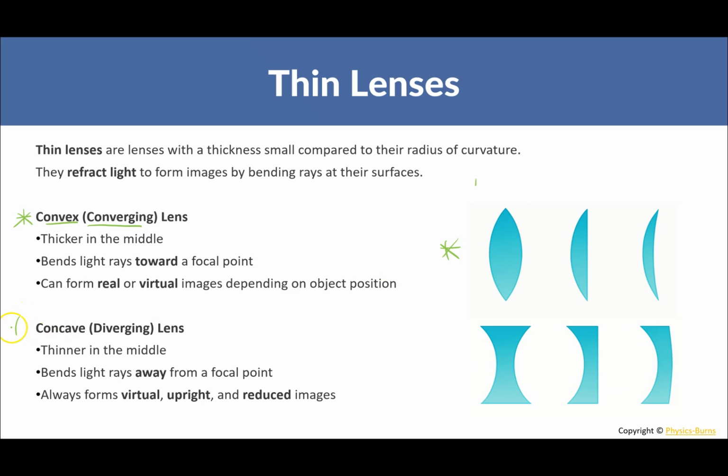Then we have concave or diverging lenses. Thinner in the middle, bends light away from a focal point, always forms virtual, upright, and reduced images. So this one's going to be a lot more simple, as you see as we do examples in the future or momentarily. But we're going to start with learning about converging lenses today, and we'll see how we do.